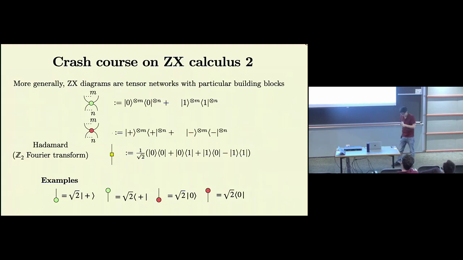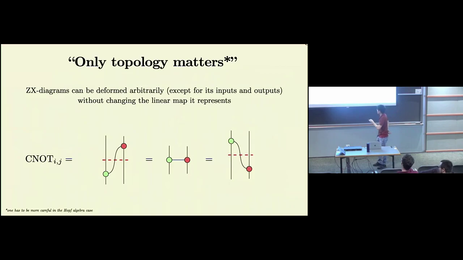Okay. And the nice thing about this is that only the topology matters. So whatever maps I write, I can deform the diagram, and it doesn't really matter how I draw it. For example, the so-called CNOT gate in quantum information, you can think of it as this map. You start with A and B. The green copies A, right? And then adds A to B. So this is exactly what quantum information people call the CNOT gate.